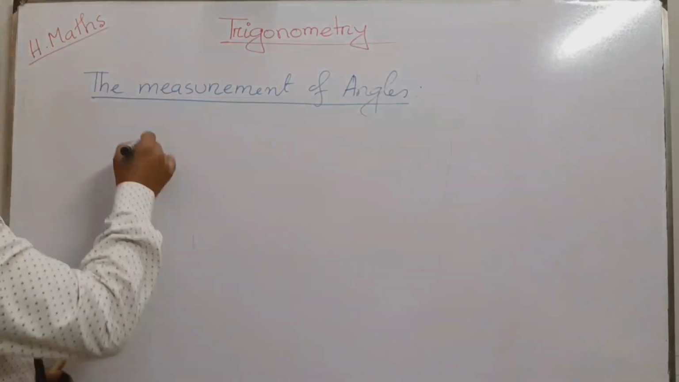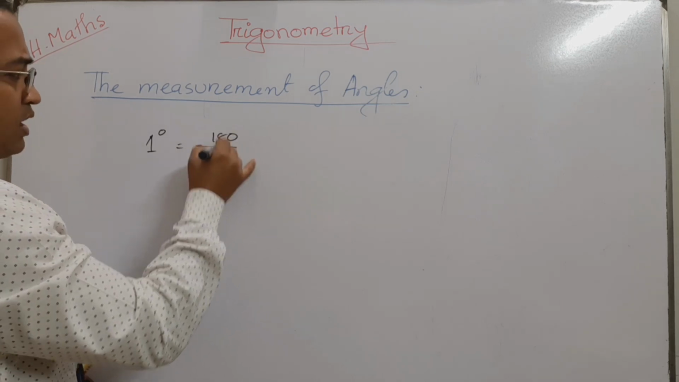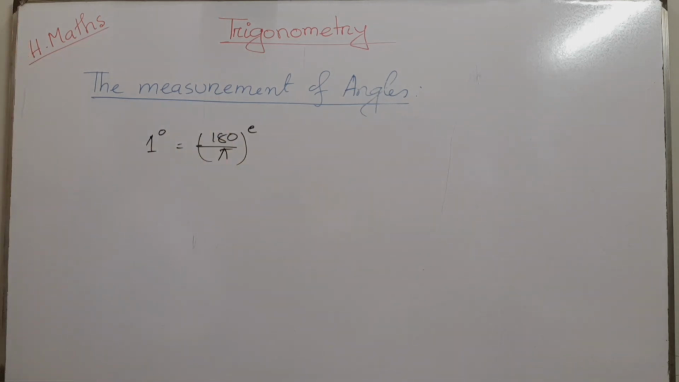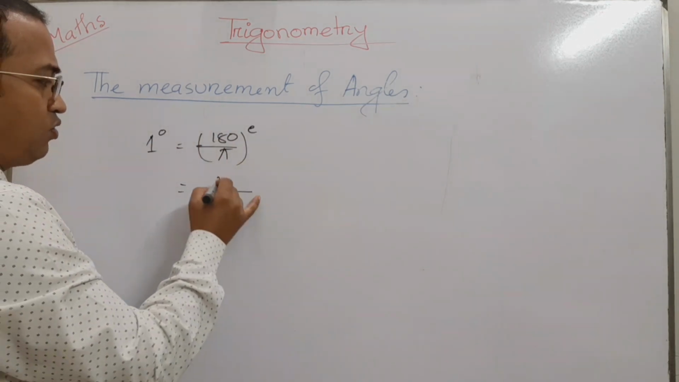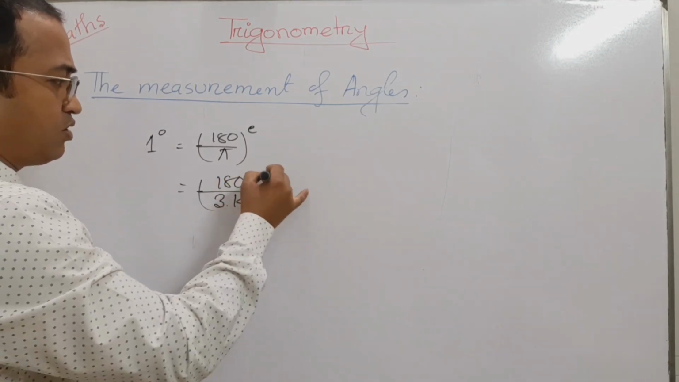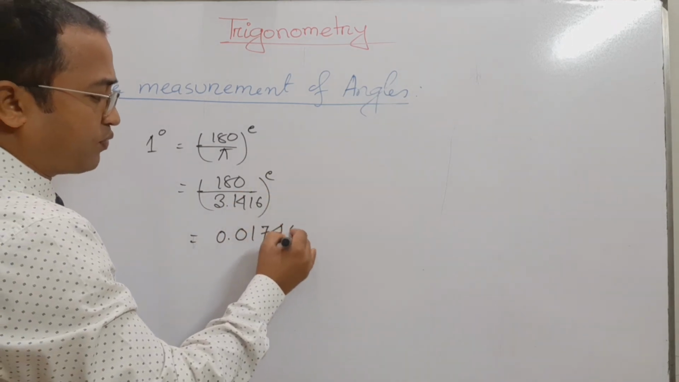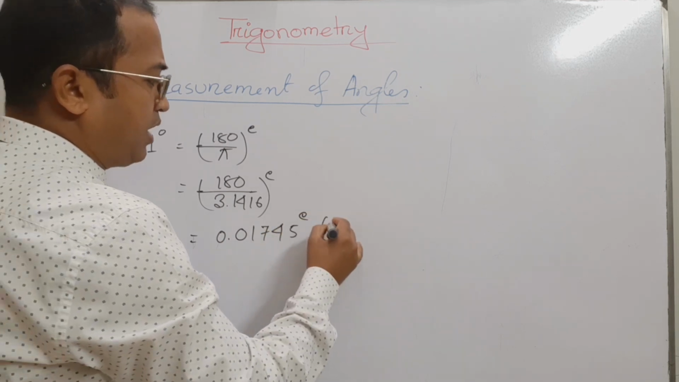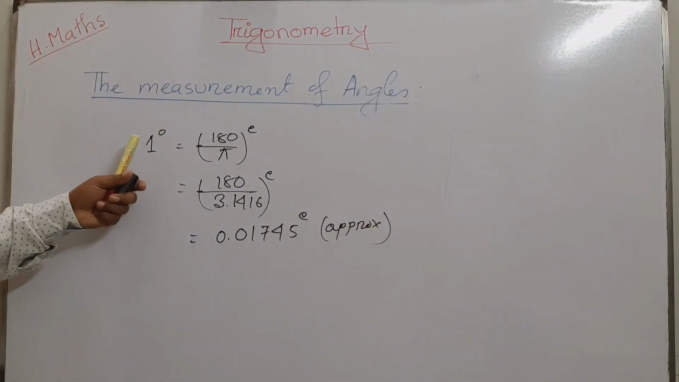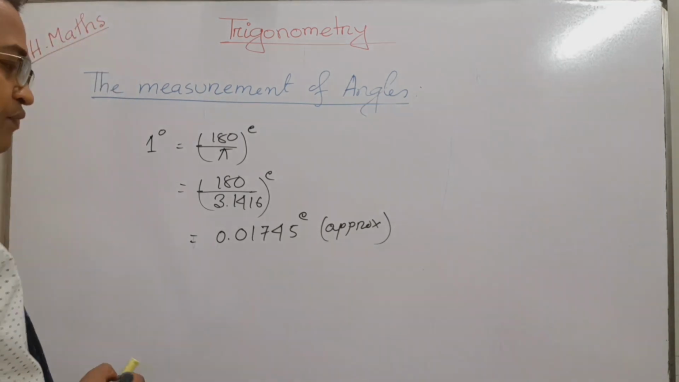Now look, we got 1 radian equal to 180 by pi degrees. If you divide 180 by the value of pi, that is 180 by 3.1416, what will it be? It will be 0.01745 approximately. So we can say 1 degree equals 0.01745 radian.